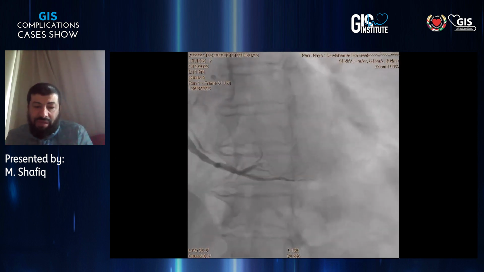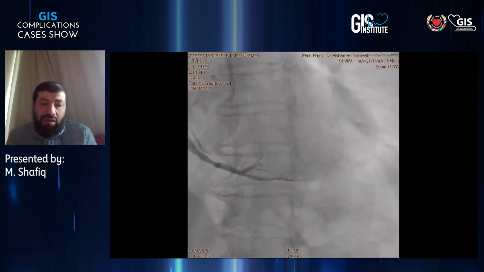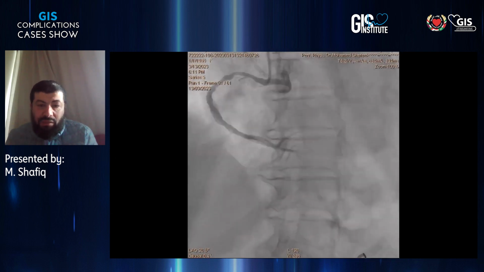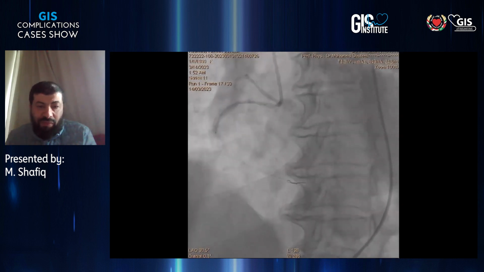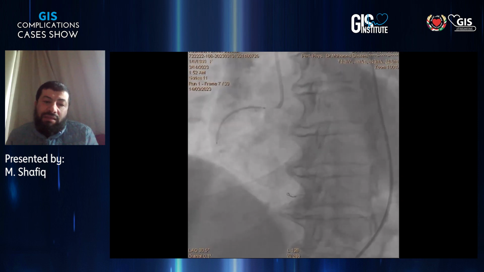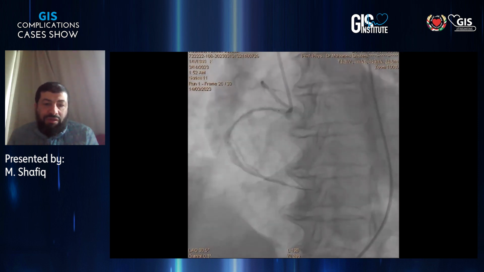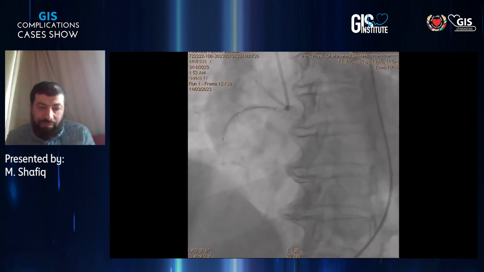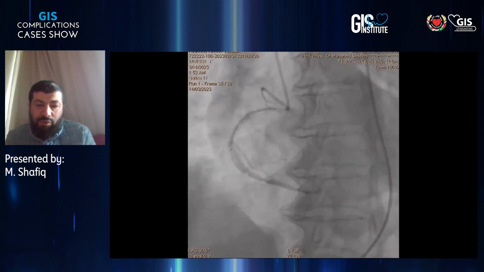I talked to the family and we decided to fix this RCA lesion together with the OM lesion and go for medical treatment for the other lesions. A stent 3.5 by 34 was used to fix this proximal long lesion. I tried to manage it with direct stenting first, then post-dilatation.